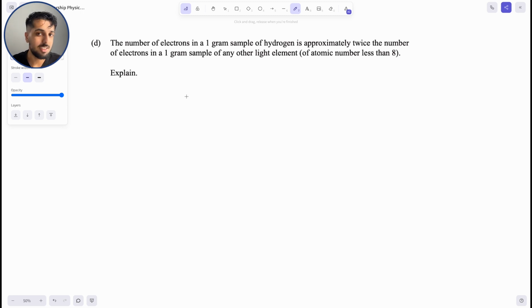However, other elements have neutrons. And protons and neutrons have very similar weight. And therefore, in other light elements, approximately half the weight is neutrons and half the weight is protons. And therefore, there are going to be much fewer electrons per gram. And so let's put that into words.